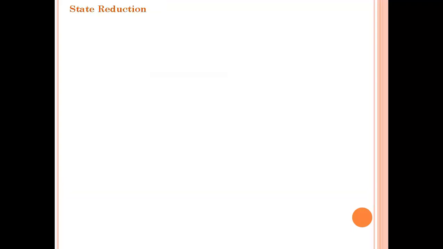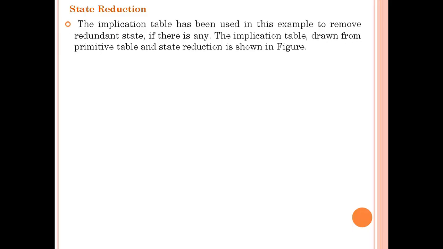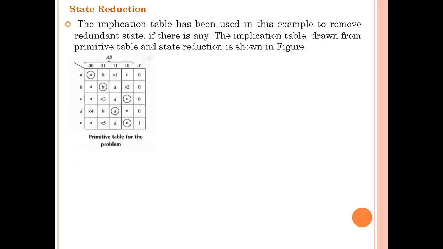State reduction. It is always useful to check state redundancy before going for the actual circuit design. Removing redundant states helps in generating the circuit in a simpler way and with less hardware. The implication table has been used in this example to remove redundant states, if there are any. The implication table drawn from the primitive table and state reduction is shown in the figure here.